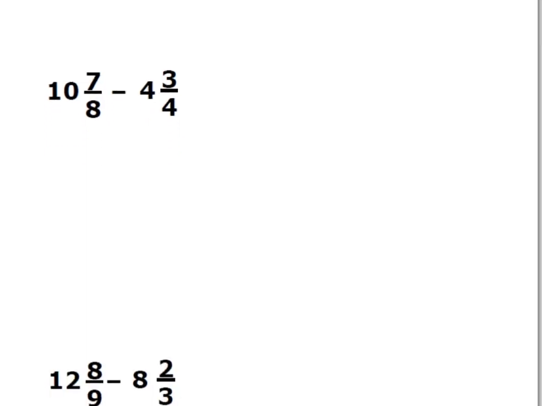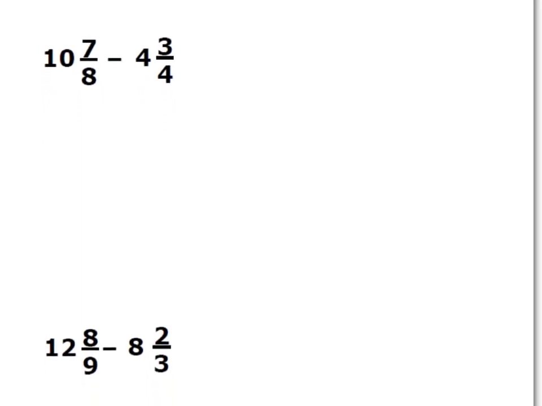Next page, I've got mixed numbers that don't have common denominators, so I've got to think about that first. I've got 7/8 and 3/4 as my two fraction parts of the mixed numbers. So the LCM, or in other words the LCD, of my two fractions is going to be 8. So I've got to change this to 10 7/8 minus 4. I'm going to multiply by 2 over 2 for the 3/4 and get that to be 6/8.